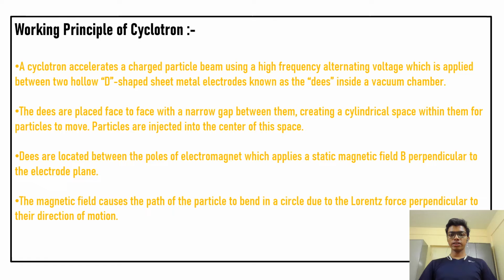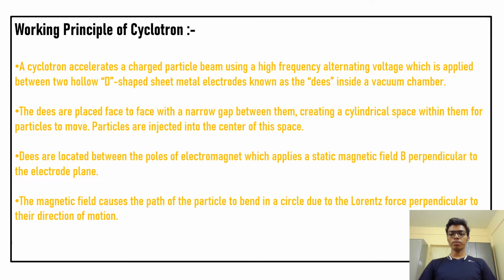A cyclotron accelerates a charged particle beam using high frequency alternating voltage, which is applied between two hollow D-shaped sheet metal electrodes known as the Ds inside a vacuum chamber. The Ds are placed face to face with a narrow gap between them, creating a cylindrical space within them for particles to move. Particles are injected into the center of this space.